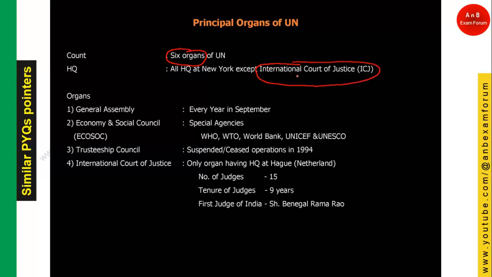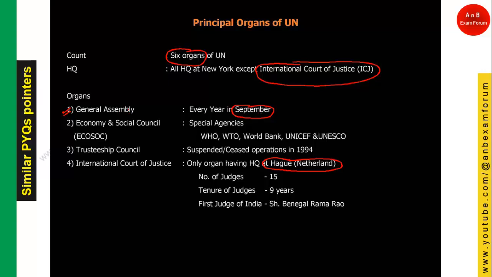So where is this located? It is located in Hague, Netherlands. International Court of Justice is the only principal organ having headquarters at Hague, Netherlands. Let's see the principal organs one by one. The first one is the General Assembly. It is just like a parliament where all the member countries discuss their issues. Remember that it happens every year in the month of September. This question we have seen: in which month is the General Assembly of United Nations conducted? The answer would be September.